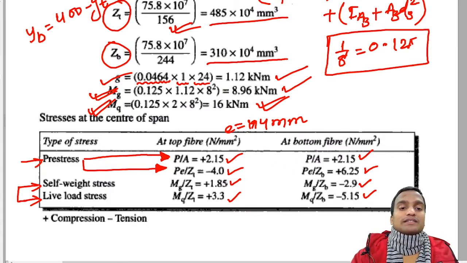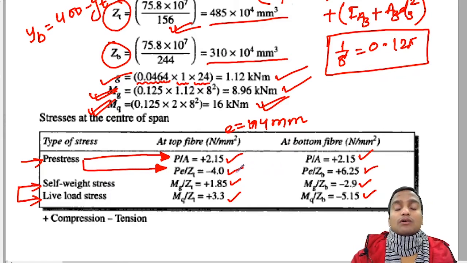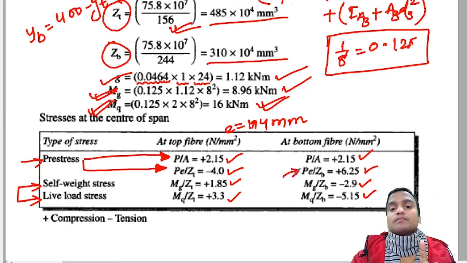Now come to the eccentric moment, PE by ZT. Here P is given, 100 kilonewton, E is given, 194 mm, ZT we have calculated and it comes out to be minus 4 Newton per mm square. Now ZT is not equal to ZB, so again we have to calculate ZB, and PE by ZB comes out to be 6.25 at the bottom and it will be positive in sign, compression.